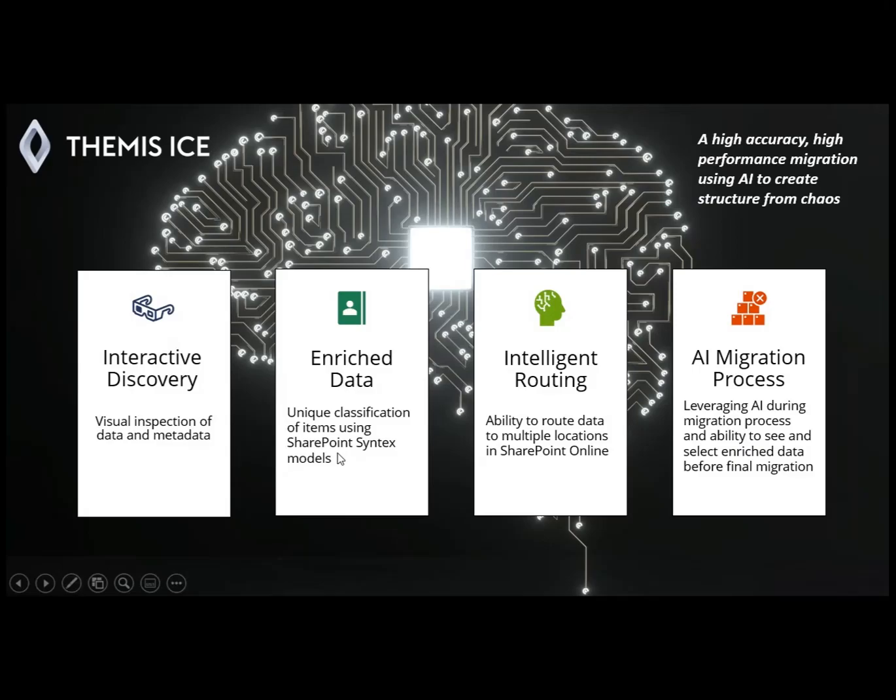And just in summary, THEMIS ICE allows you to do high performance migrations assisted by artificial intelligence. And these discoveries are interactive, so you can make data driven decisions. You get to see your data, you get to see the metadata, you can manipulate it, you can create rules based on the metadata that is present, and you can route this all to SharePoint Online.